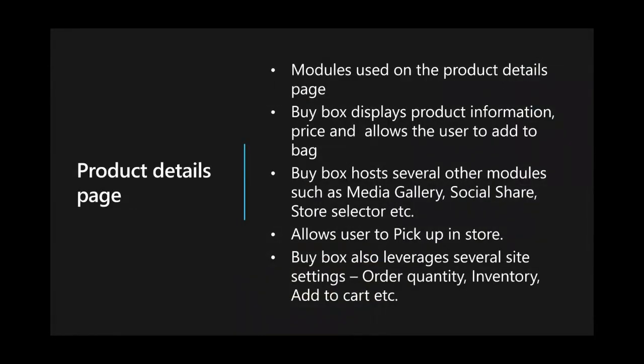The next is product details page. We actually walked through the product details page in our demo. So for all the modules that are allowed on a product details page, you have a buy box, which is the most important module where all the product information, price, and the add to bag actions are supported. Other modules such as media gallery, social share, store selector, text block are also supported in the buy box.